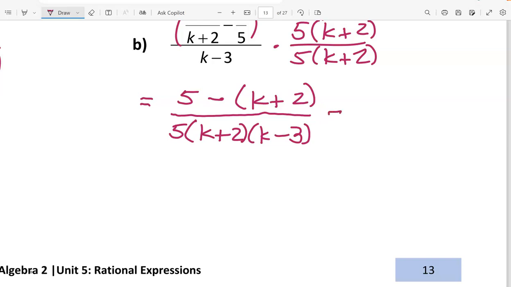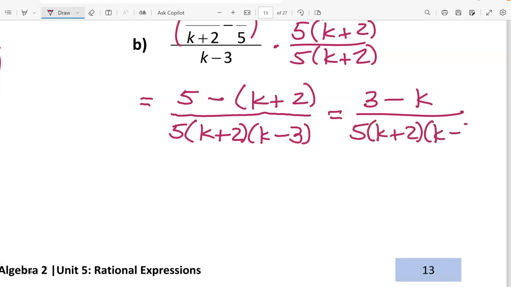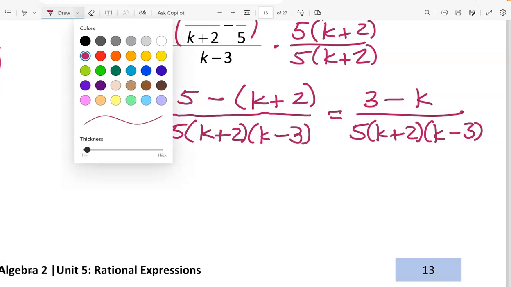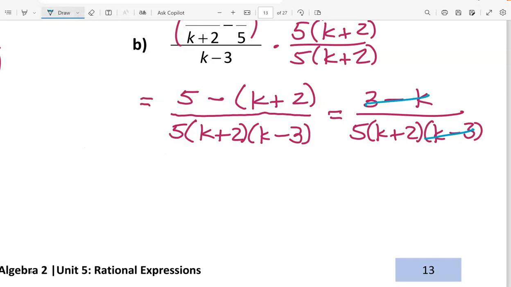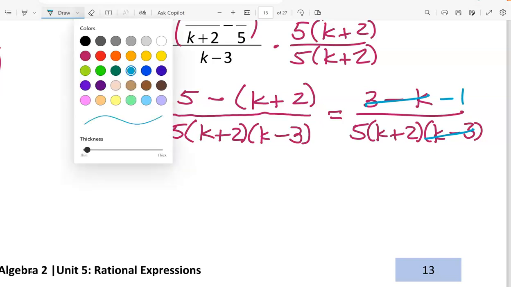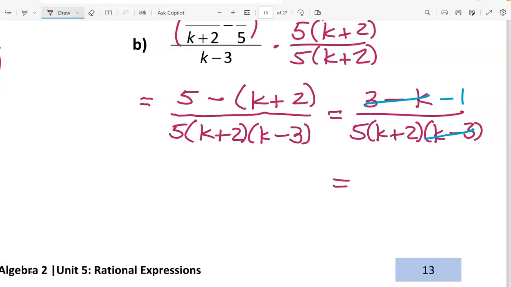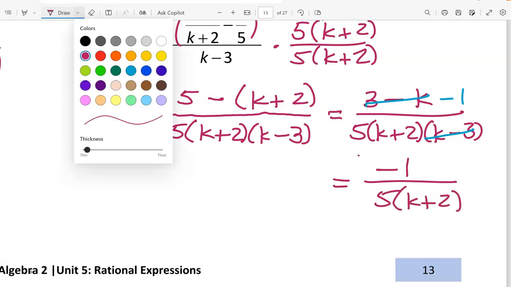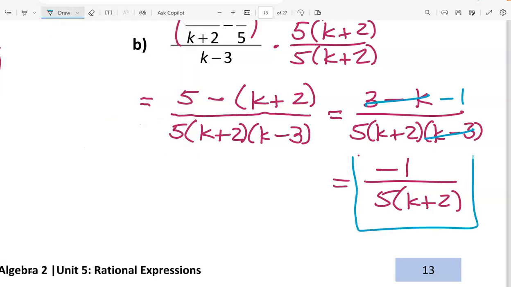Let's simplify the numerator. 5 minus k minus 2 is 3 minus k, and then downstairs we've got those factors, and 3 minus k and k minus 3 are opposite factors, so when we cancel them it's going to leave us with a division result of -1. So final answer, -1 divided by 5 times k plus 2.